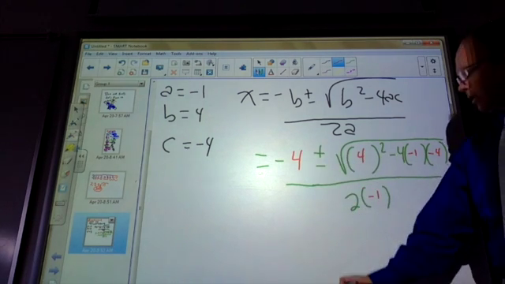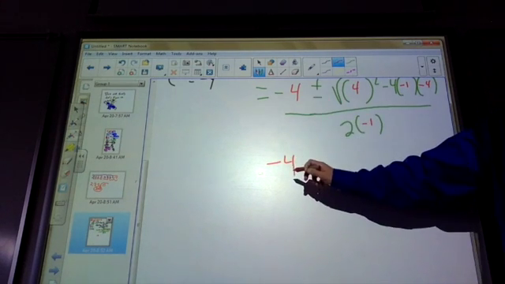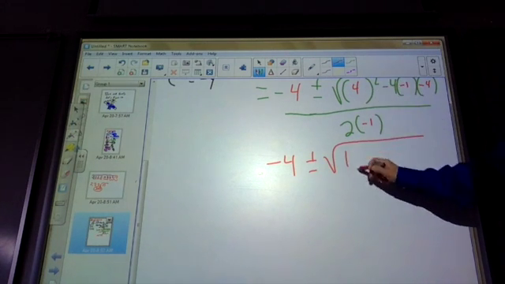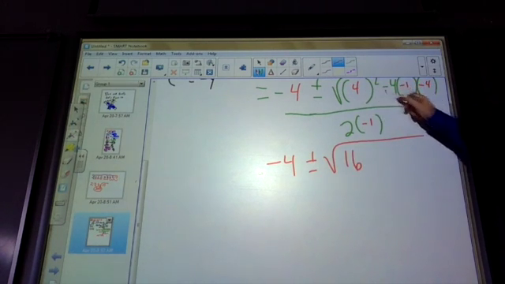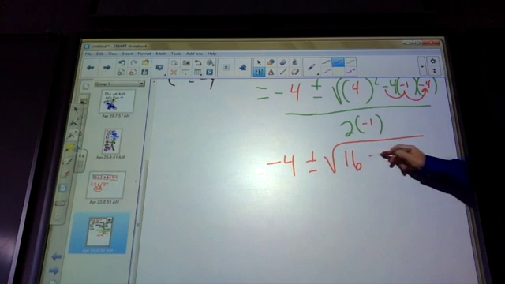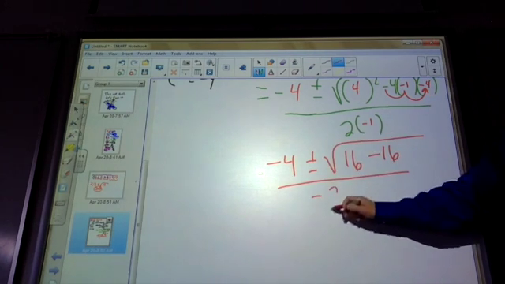Okay, so let's walk through it real quick. So I have negative 4. That comes down, yes? Yes. B squared, so 4 squared, 16. Negative 4 times 1, positive 4, right? Positive 4 times negative 4, then that's going to be negative 16, right? Negative 16, all over negative 2.